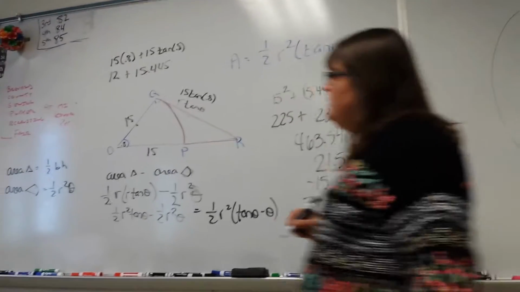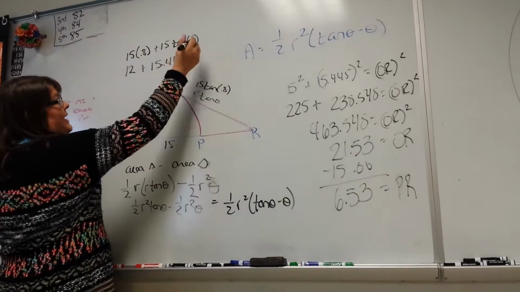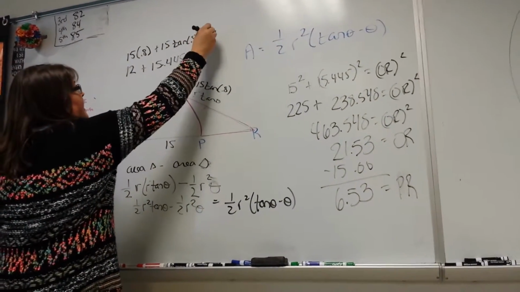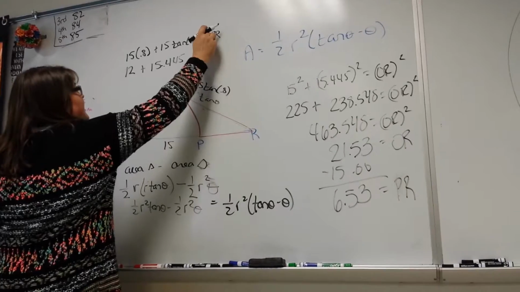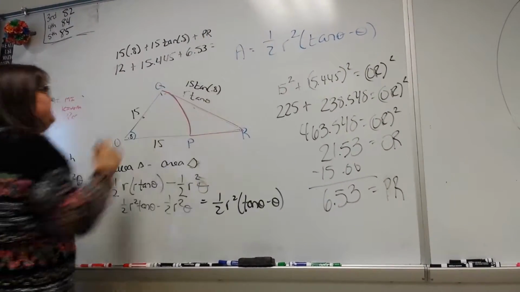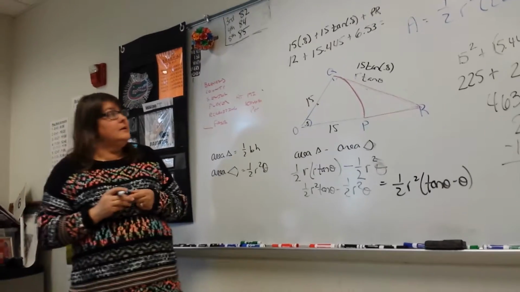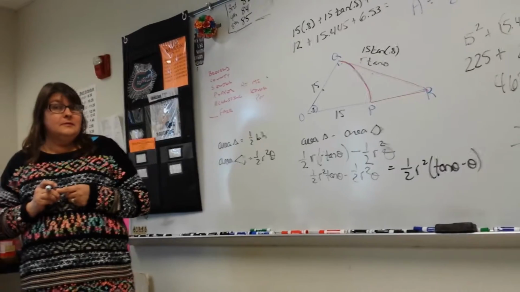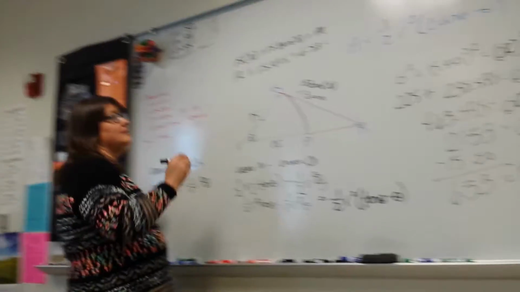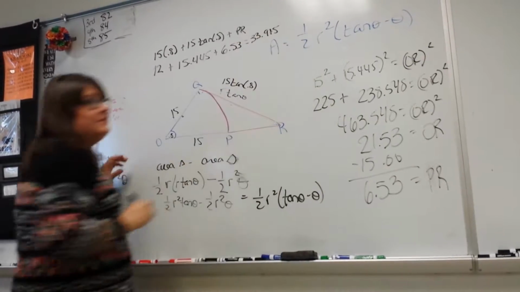So back up to our little formula up here, we have to add all the red pieces. So to include adding PR, which we found out to be 6.53. So when we add it all together, 33.975. Say that again. 33.975. There is your answer.